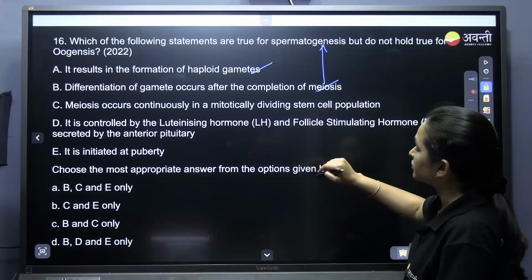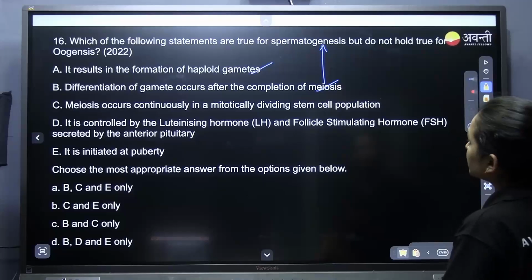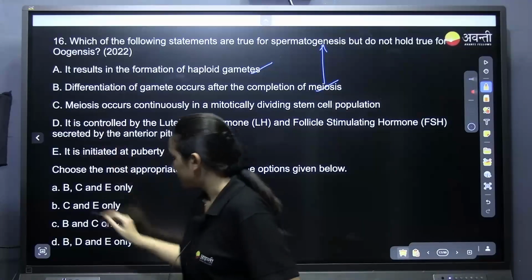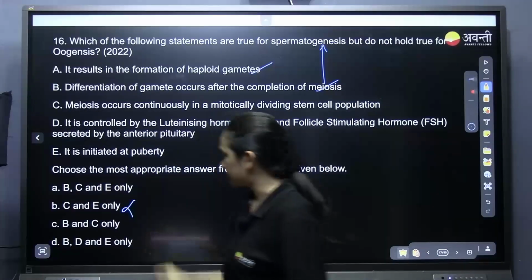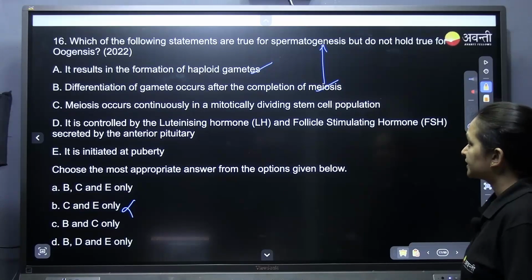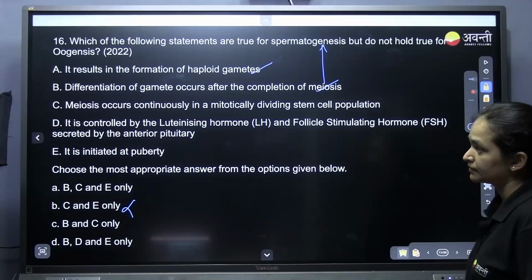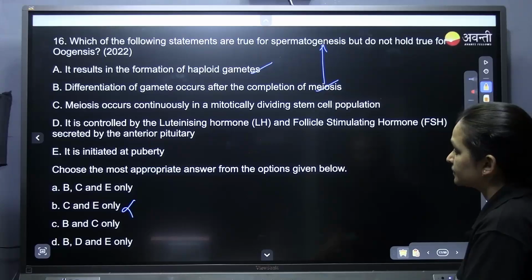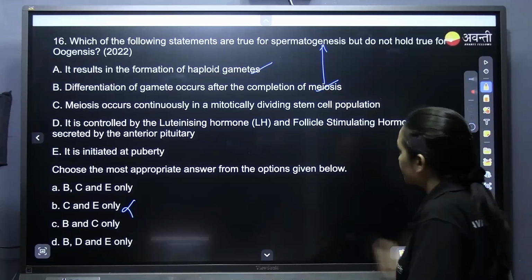So differentiation, we need to find which of the following statements are true for spermatogenesis but do not hold true for oogenesis. So you can eliminate this one. Meiosis occurs continuously in a mitotically dividing stem cell population. Is it true for spermatogenesis as well as oogenesis? No, it is only true for spermatogenesis. Meiosis occurs continuously in the mitotically dividing stem cell population, isn't it? So we can take this also.